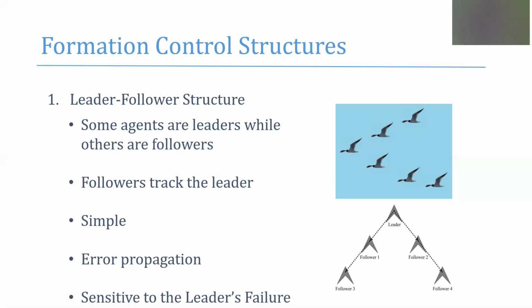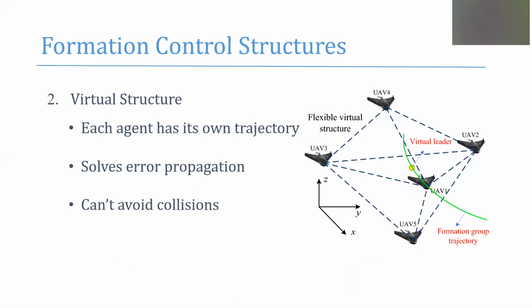Also, error propagation and non-self-organization are disadvantages of this control structure, where there is no formation feedback for the leader from the followers, which could lead to a problem if one of the followers couldn't catch up with the leader, especially as I mentioned that there is no feedback from the followers to the leader. Okay, so this is the leader-follower structure, which is widely used nowadays.